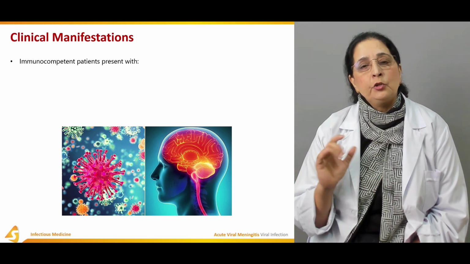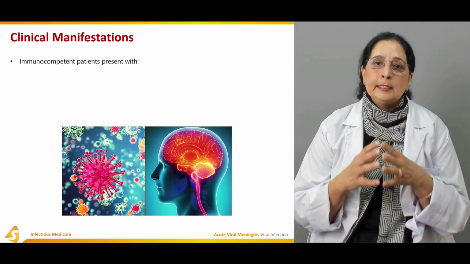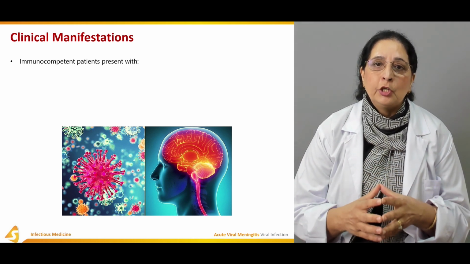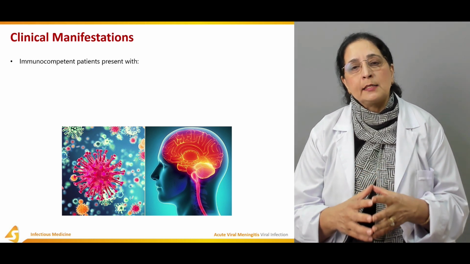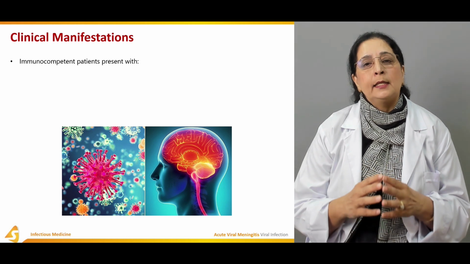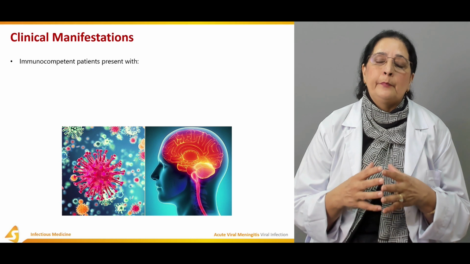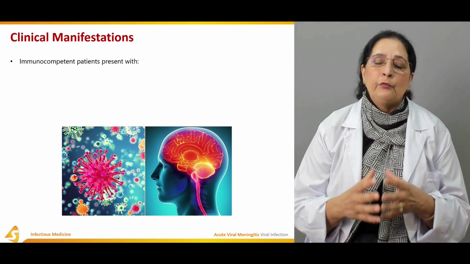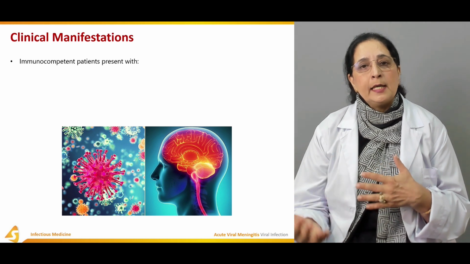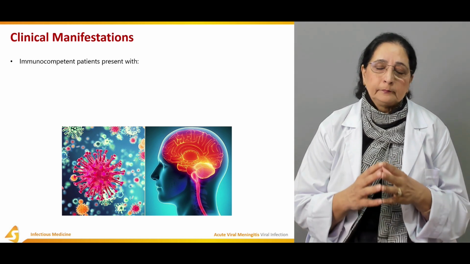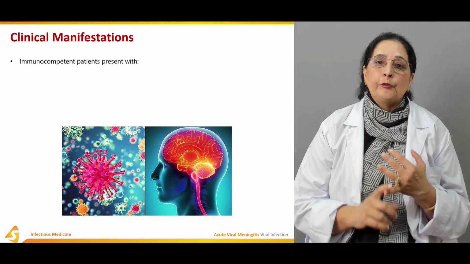Then we also should know what the meninges are and what meningitis is. Meningitis is the inflammation of the meninges. Meninges are the coverings that cover the brain and the spinal cord. So they protect the brain and spinal cord, which are two very vital organs of the body, against different injuries and trauma.